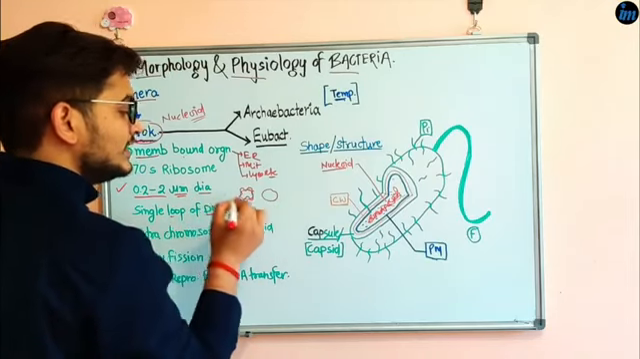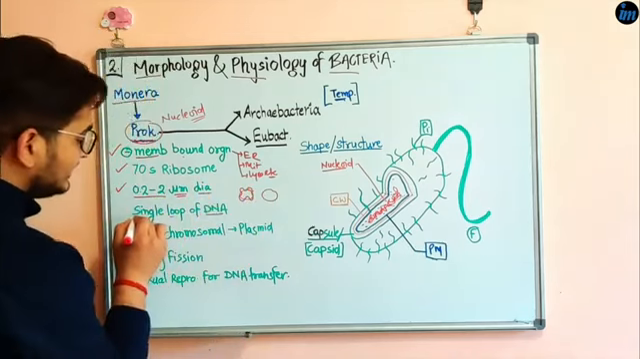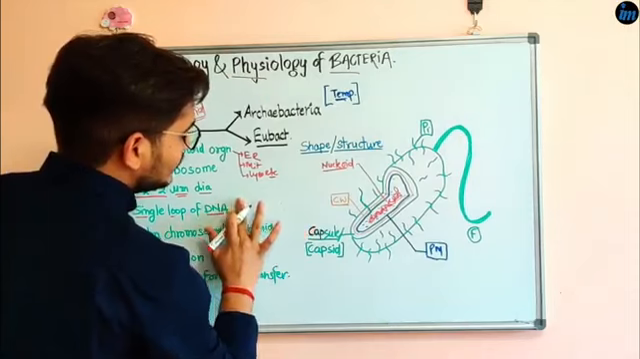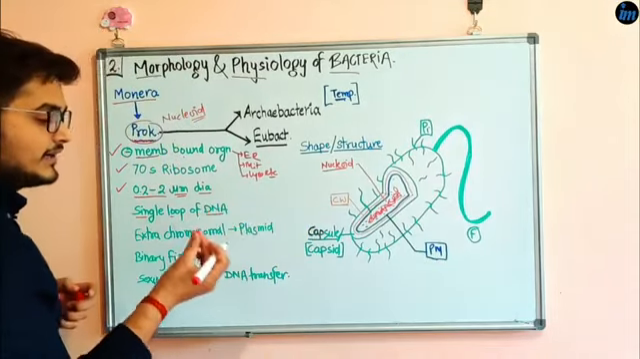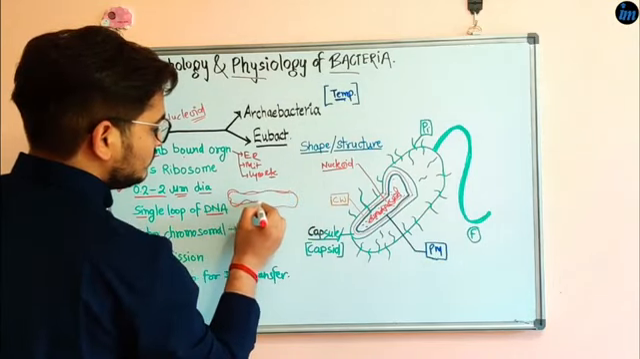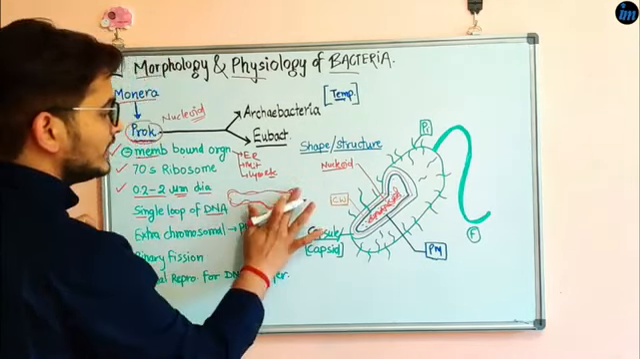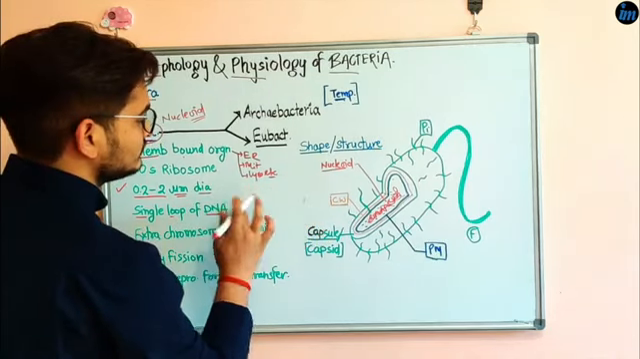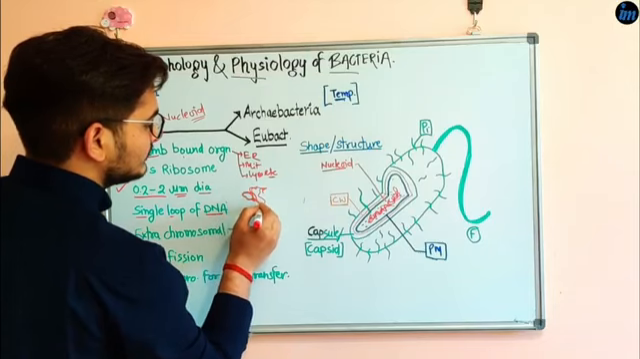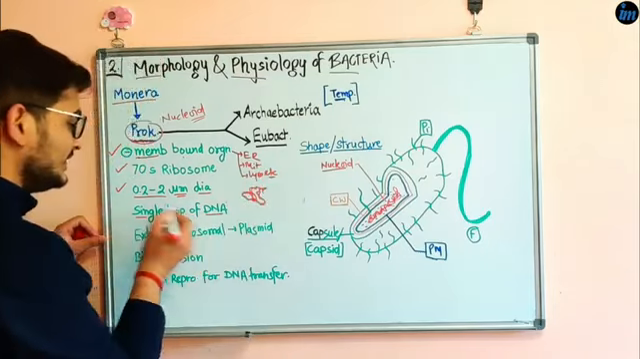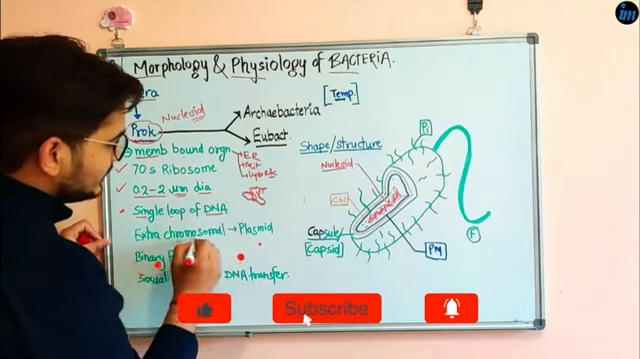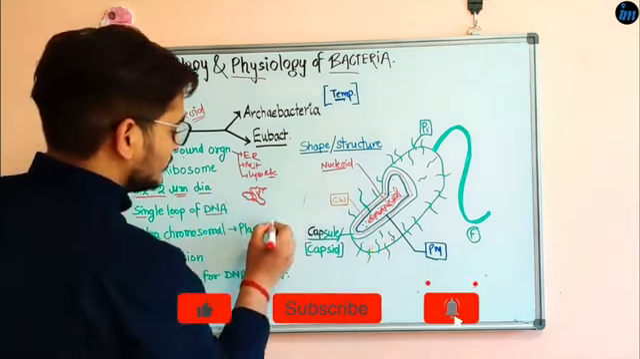It is a circular loop. Here it says single loop. Single loop means there is no point for start and end. It may be like this way, or it may be in cluster form but in loop form. That means single loop. And the third one, there is extra chromosomal material present in the prokaryotes that is known as the plasmid.